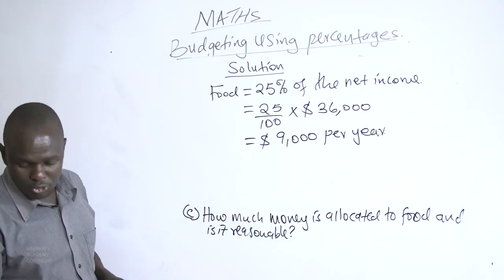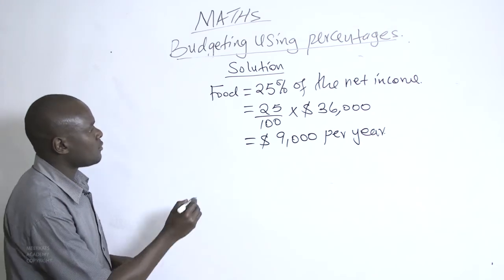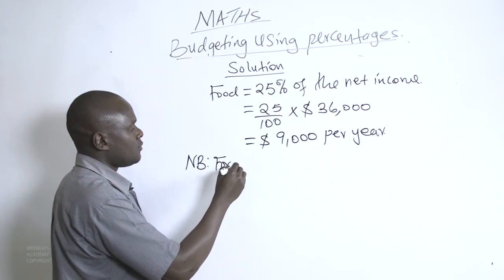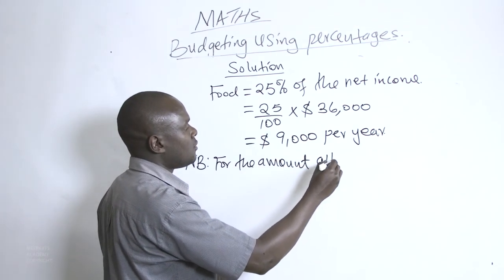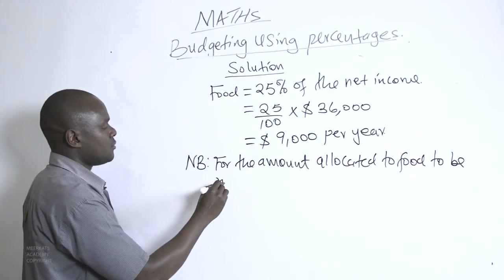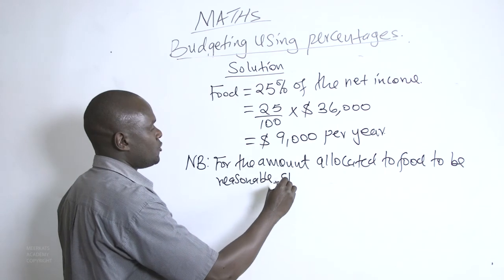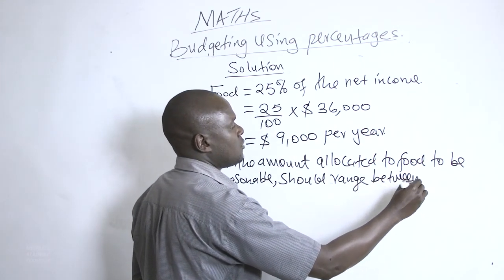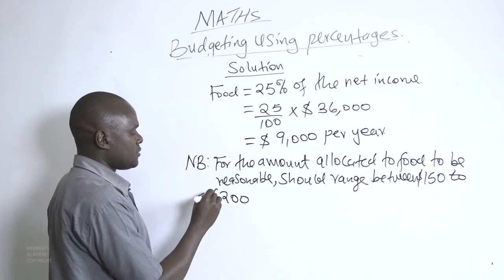How do we determine whether it is reasonable or not? A point to note is that for the amount allocated to food to be reasonable, it should range between $150 to $200 per week.